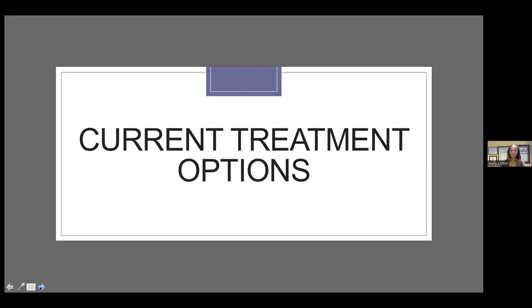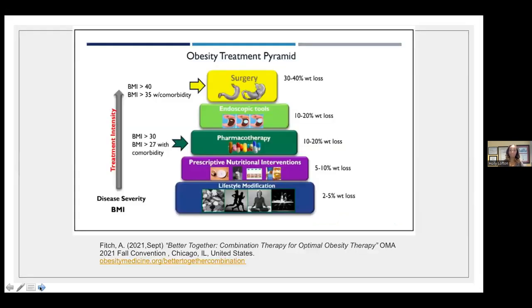So I'll touch on treatment options just a bit. Lifestyle modification. This is diet, exercise, and behavior. It is an option for everyone. Everyone in the audience, all of our patients, we can all have lifestyle recommendations. And that can vary over time.